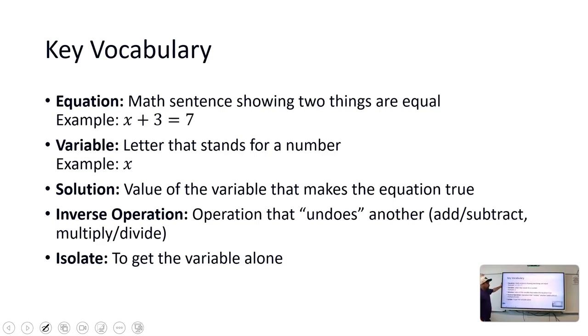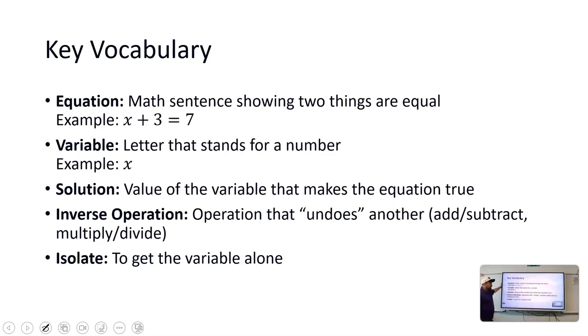Next, we always have a variable. That's a letter that stands for a number, or it represents a number. So, for example, x. We will use all sorts of variables, all sorts of letters to represent numbers, but the one we're going to primarily use is the letter x. Next, we have a solution. The solution is the value of the variable that makes the equation true.